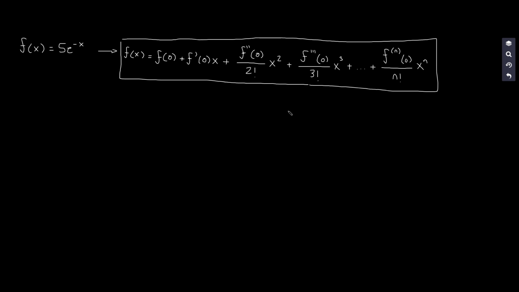Oh, and maybe I should add that the approximation is going to get more accurate as we start adding more non-zero terms, but we're going to go up to 4 here. So let's say we want to find f(0).